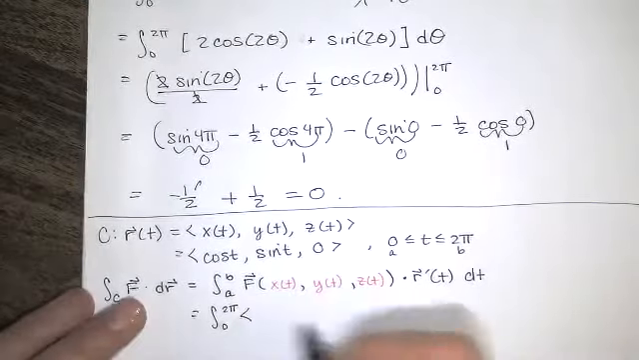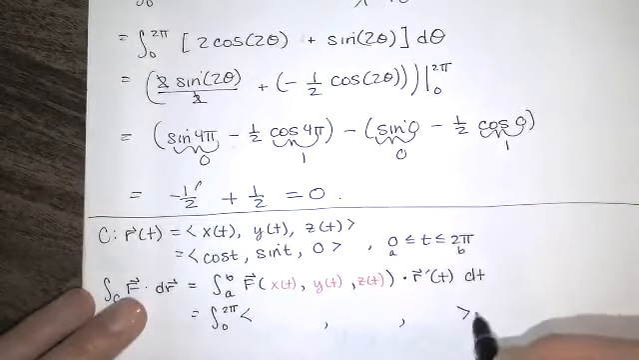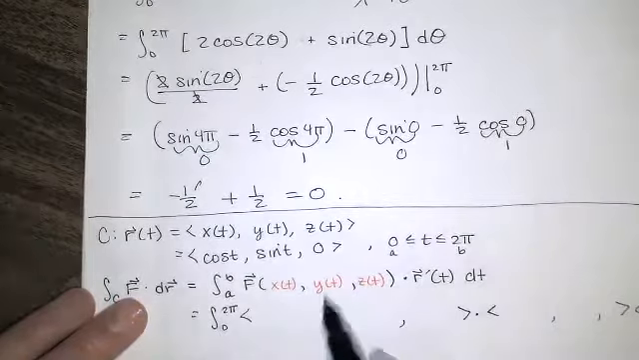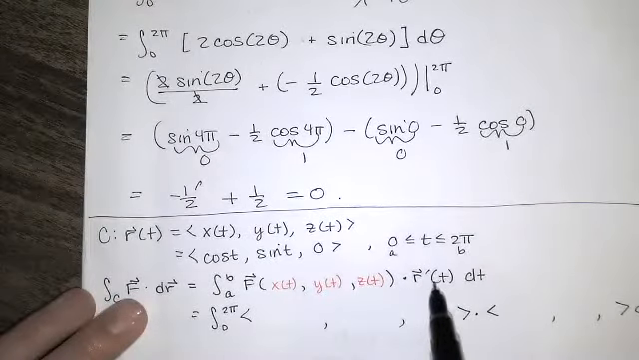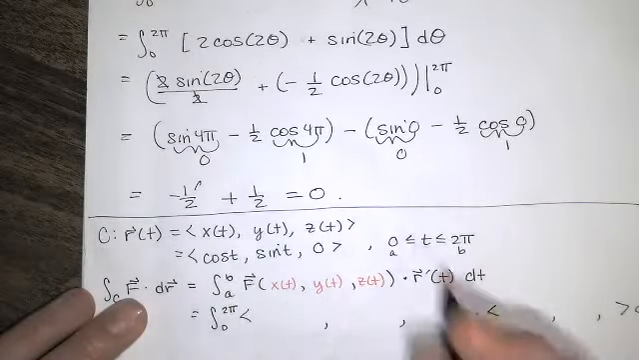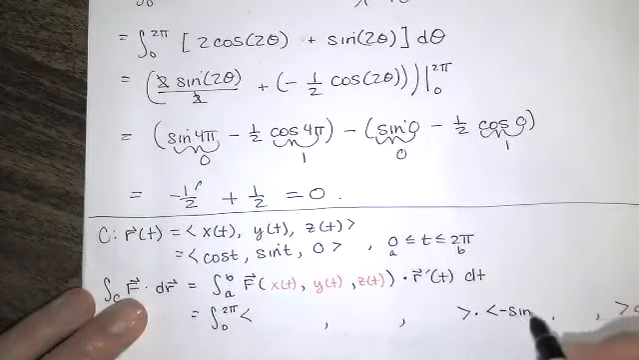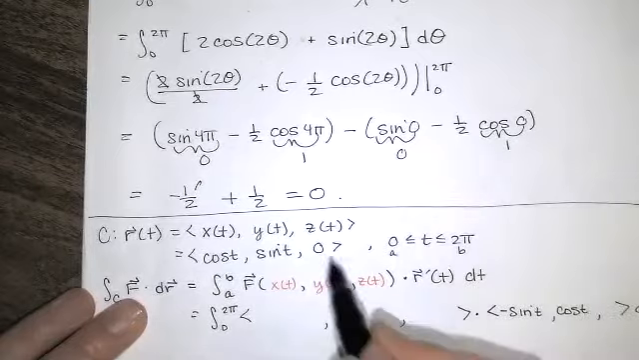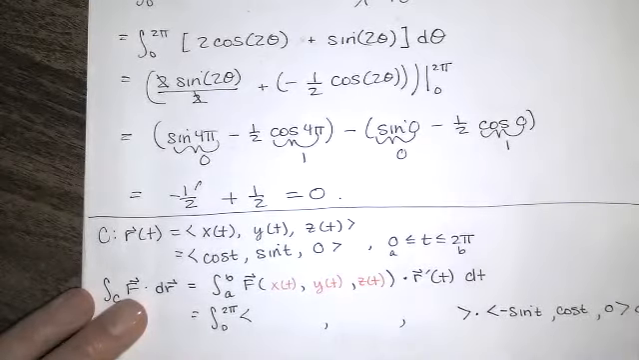Okay, so I'm just going to write in this field in terms of t, and then we'll write r prime in terms of t. R prime I'll do first, it's pretty easy. Derivative of cosine is negative sine. Derivative of sine is cosine. Derivative of 0 is 0.